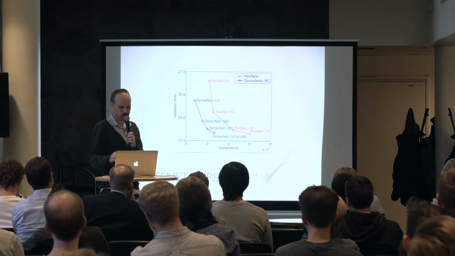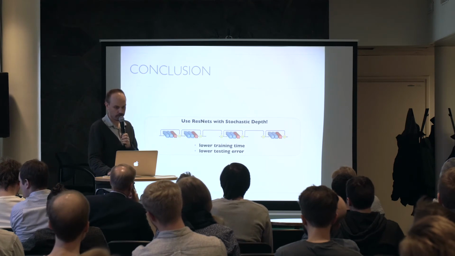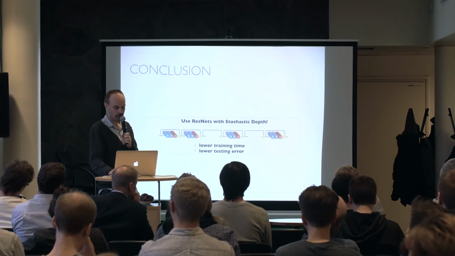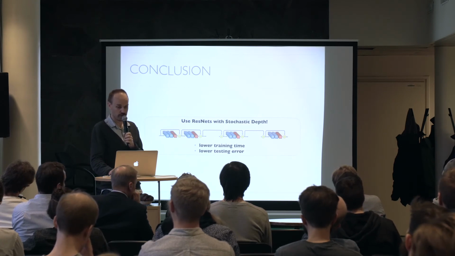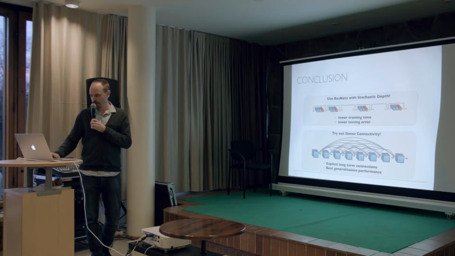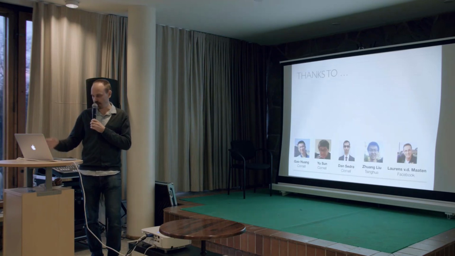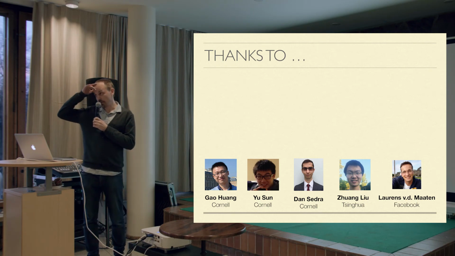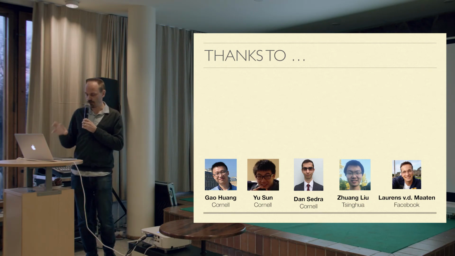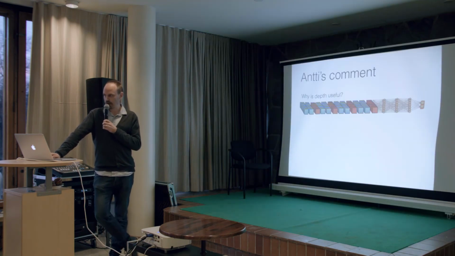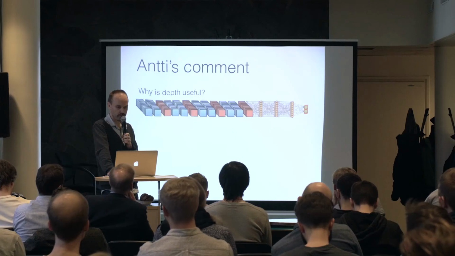Okay, so to sum up these two papers, if you do image classification with fully supervised data, use ResNets with stochastic depth, or even better, use dense connectivity. And the code is available, and these are the people who had done this. So why did I want to talk about these two? Well, of course image classification is important, and it's good to know the latest tricks to make that work. But I think it also adds to our understanding of how neural networks actually work.